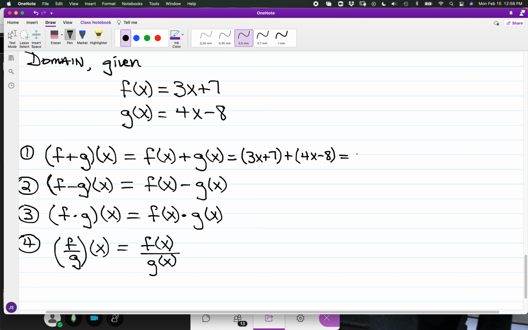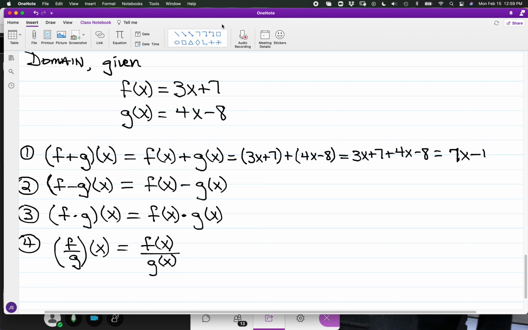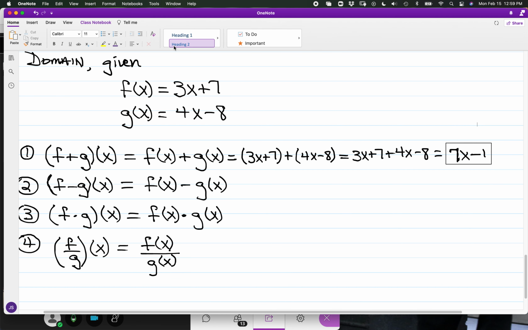So there will be no sign changes. You have 3x plus 7 plus 4x minus 8. If we combine the variable terms, this will come out to 7x. And the constants, we have 7 minus 8, which will be negative 1. So the sum function with what we have for f of x and g of x will come out to 7x minus 1.